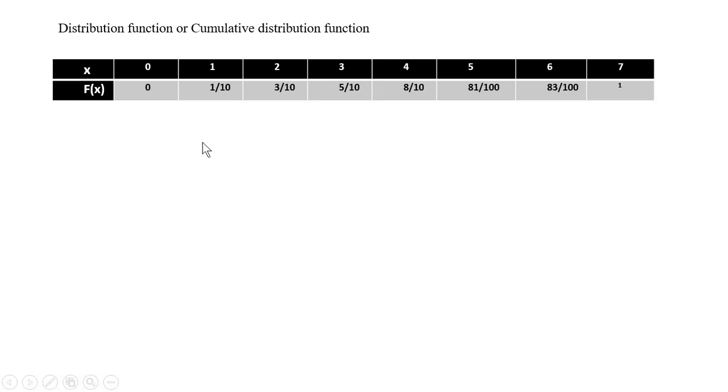Now I am going to fill up the table. This is our cumulative distribution function: capital F of 0, capital F of 1, capital F of 2, capital F of 3, capital F of 4, capital F of 5, capital F of 6 and capital F of 7, which is always 1. I hope you have understood this.